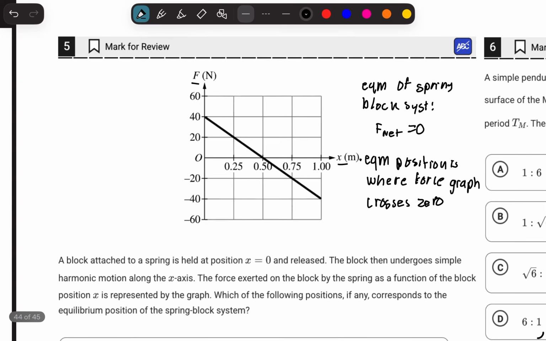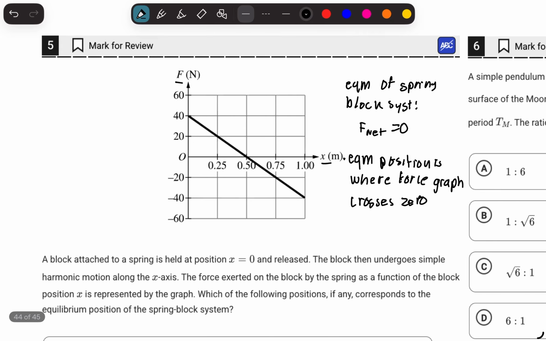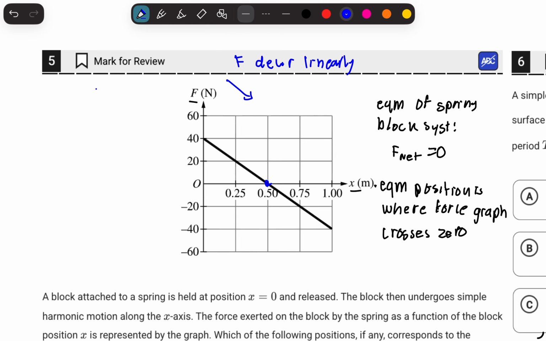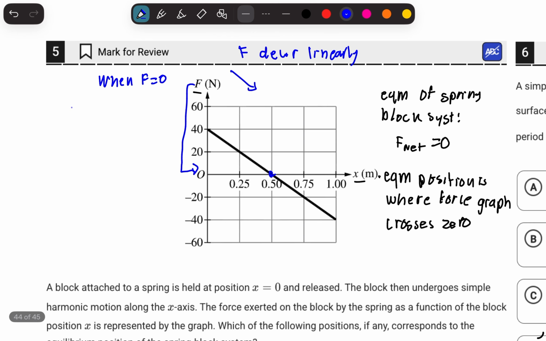So if you look at the graph, at x equal to 0, we can see that we're at 40 newtons, and then we can see that the force is going to decrease linearly. And we see that the line crosses f equals 0, this x-axis, at 0.5 meters. So that means that with our interpretation, when f is equal to 0, aka when we're touching this x-axis, this is when you have no net force.